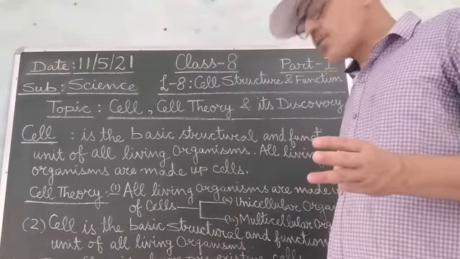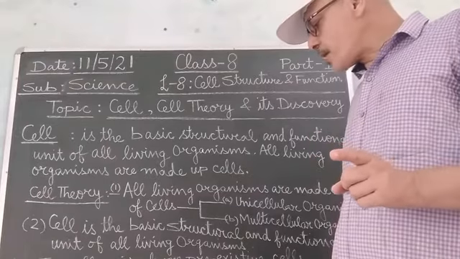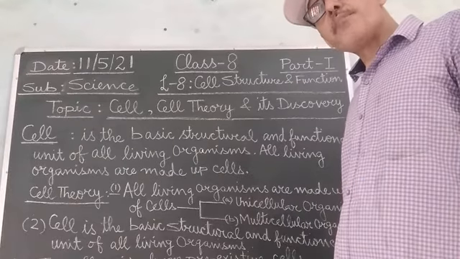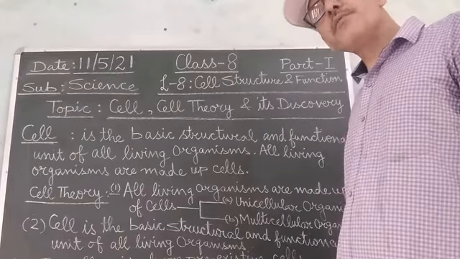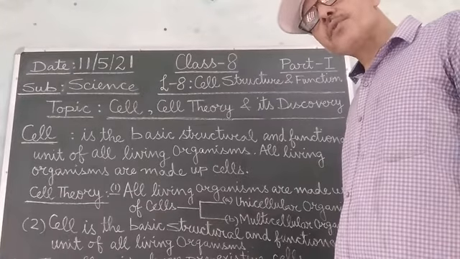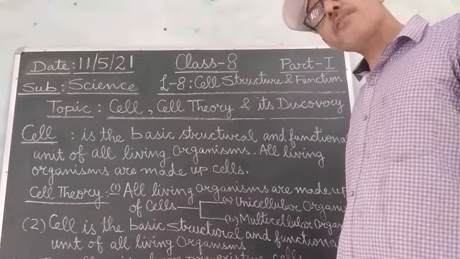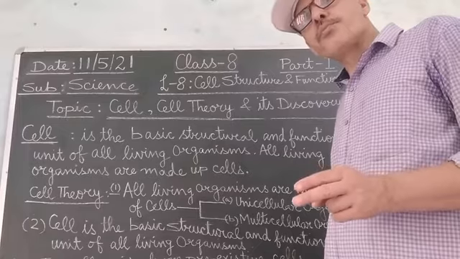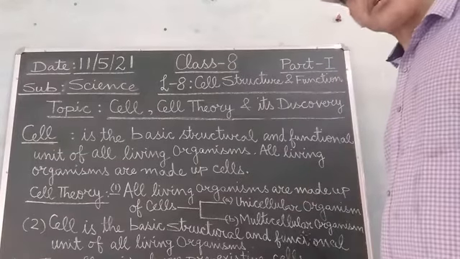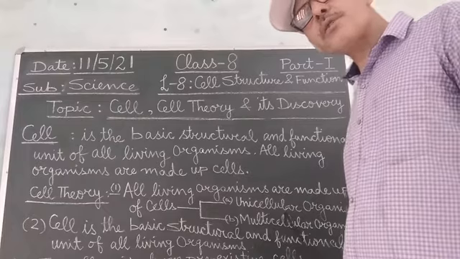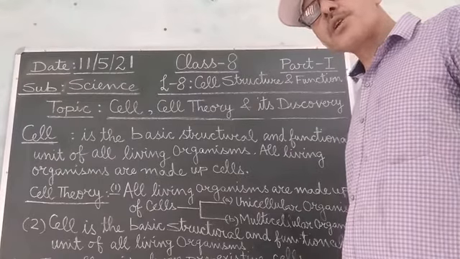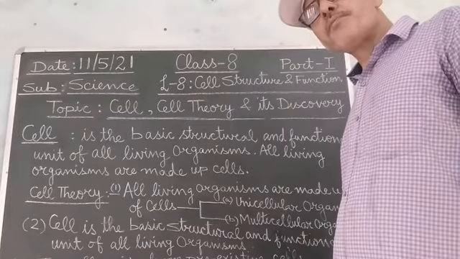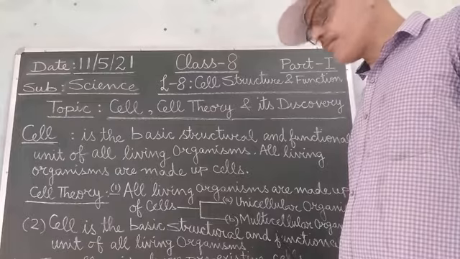According to the cell theory, the first point is that they have postulated that all the living organisms are made up of cells. And depending upon the number of the cells, all the living organisms have been categorized into 2 groups, unicellular and multicellular. Unicellular organisms are those whose body is made up of a single cell, and multicellular organisms are those whose bodies are made up of several cells or many cells.